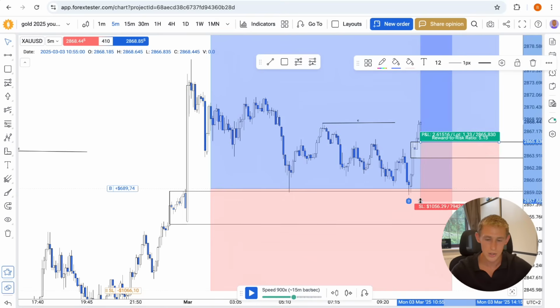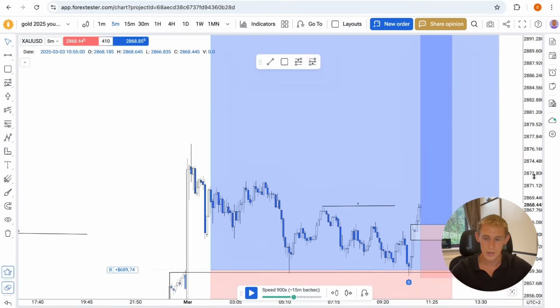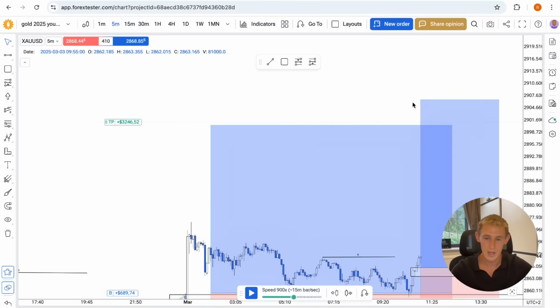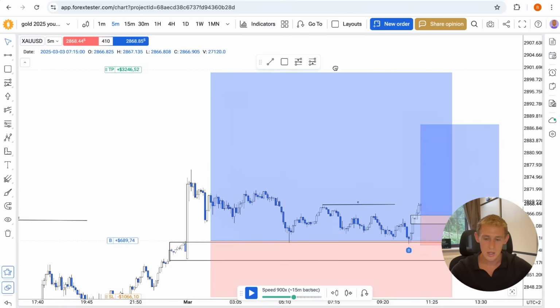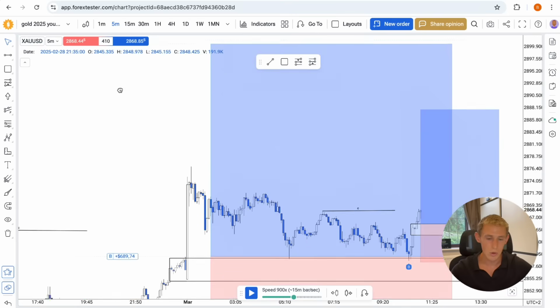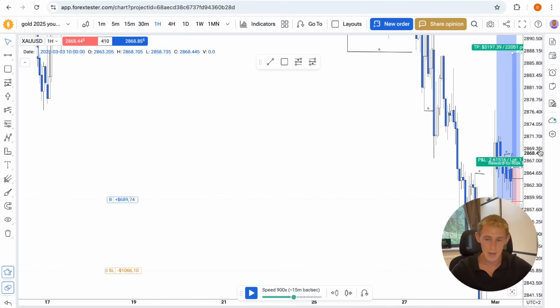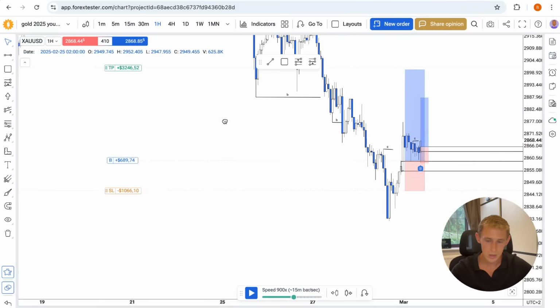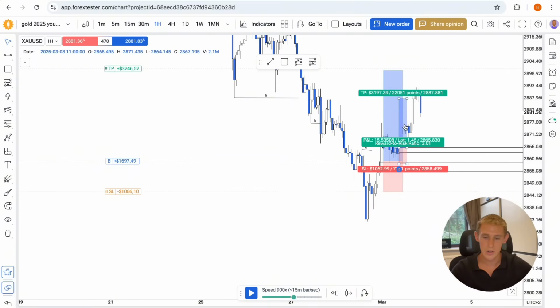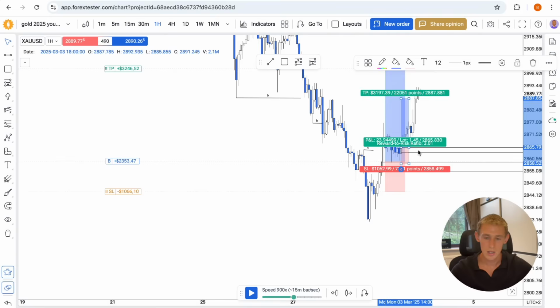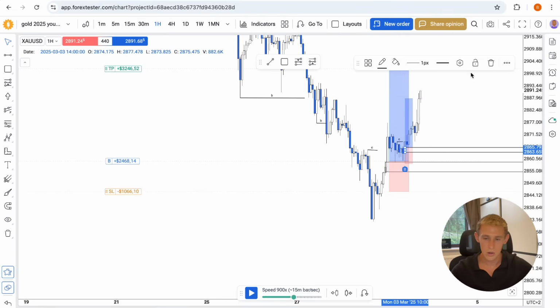In this case, I would want stops below the low. And as always, just going for a mechanical 1 to 3 TP like this. Obviously, I'm not going to place this one because we're already in this initial trade, but let's see how that would have went. Yeah, there you go. So that trade would have also hit TP. Very nice.